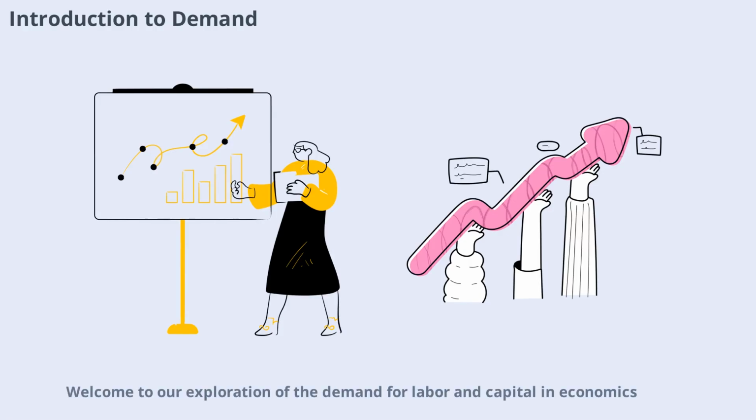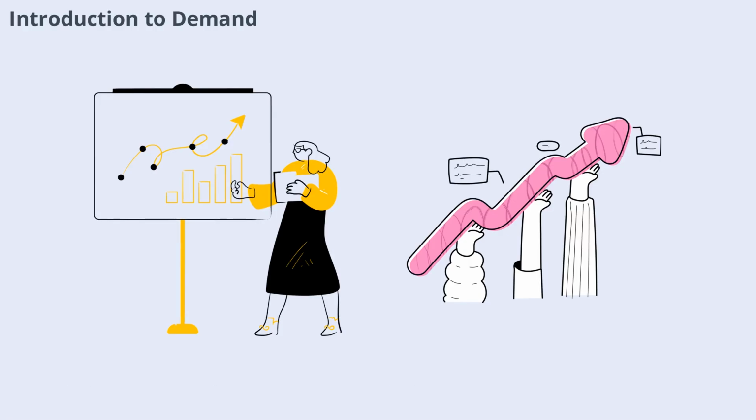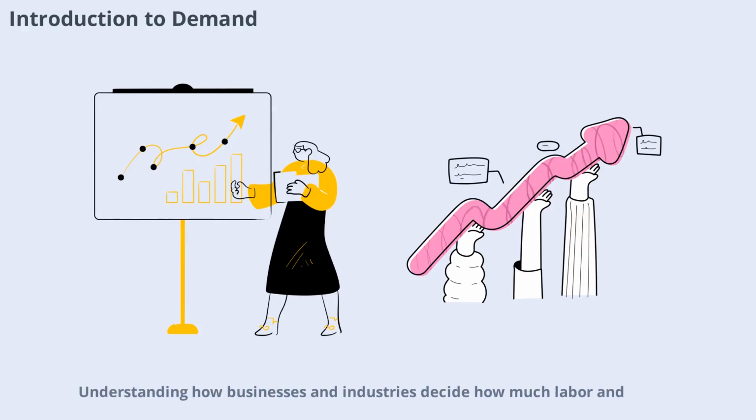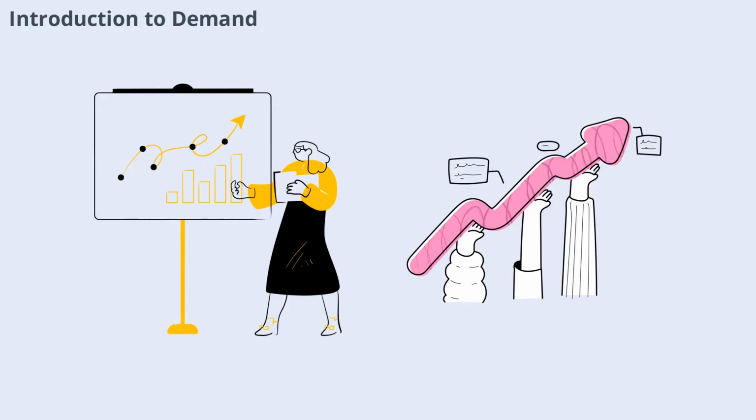Welcome to our exploration of the demand for labor and capital in economics. These two fundamental resources drive production and shape the structure of any economy. Understanding how businesses and industries decide how much labor and capital to employ is crucial for grasping broader economic trends. In this video, we'll break down the concepts, examine the factors influencing demand, and see how these forces interact in real-world markets. Let's begin by defining what economists mean by demand in the context of labor and capital, setting the stage for a deeper dive into each component.